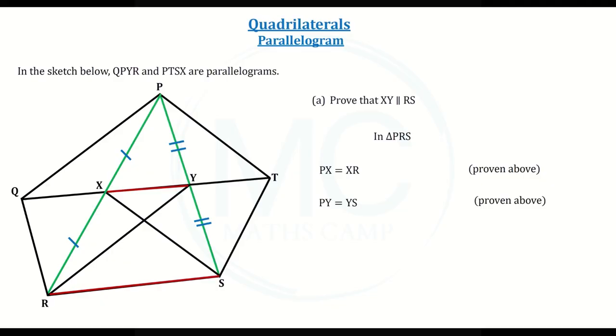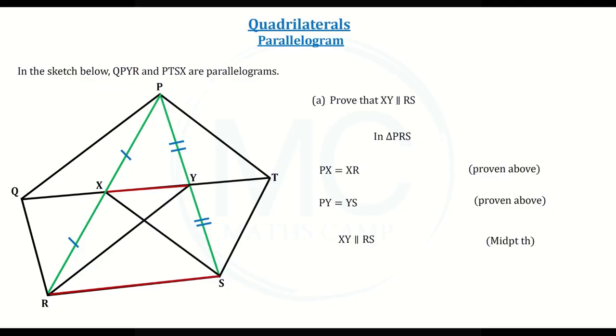According to the midpoint theorem, if a line is drawn between the midpoints of two sides of a triangle, it will be parallel to the third side. We know that X is the midpoint of PR, and we know that Y is the midpoint of PS. So we have now proven that XY is parallel to RS. And as our reason, we can say the midpoint theorem.